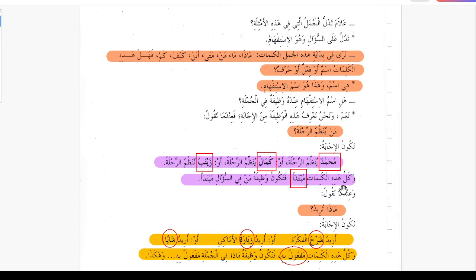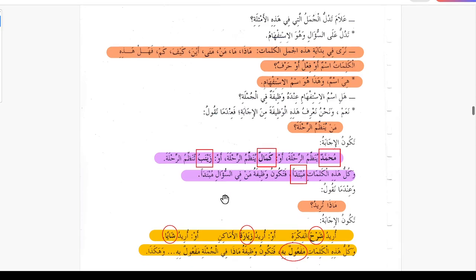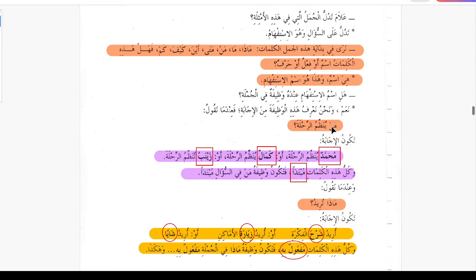So wakullu hazihil kalamatin, all these words are mubtada in the answer. Fatakunu wazifatu man fi sawali mubtada. So the function of this man in this question is mubtada. So this is the function of man, which we know from the answer of the question.